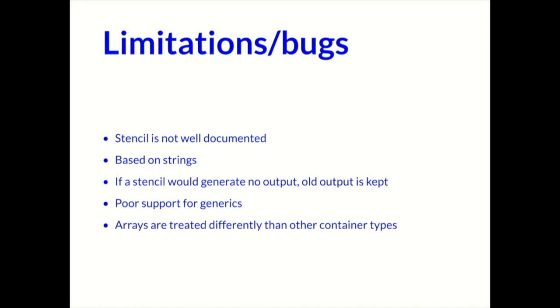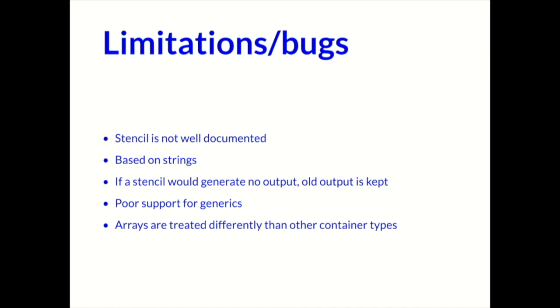Poor support for generics, so you can't use conditional conformance. If you try to use conditional conformance and then ask an array if it conforms to this type, or ask a type if it conforms to another type, Sourcery will always return true, even if it only conditionally conforms to that type.